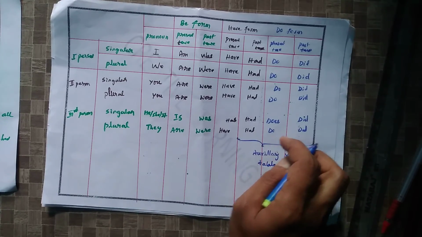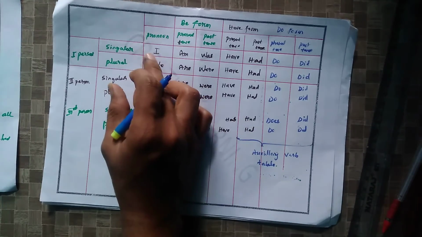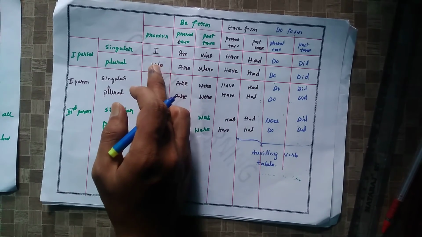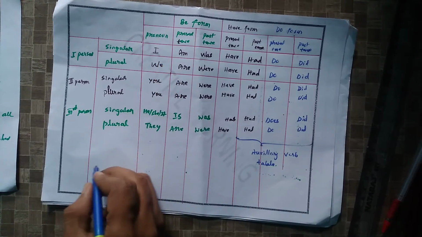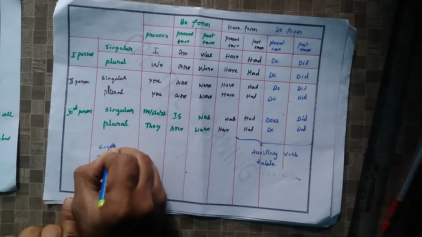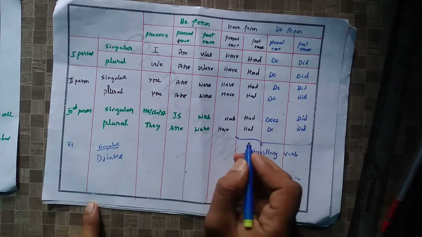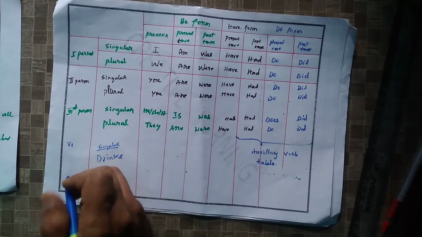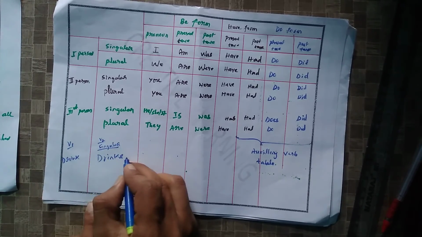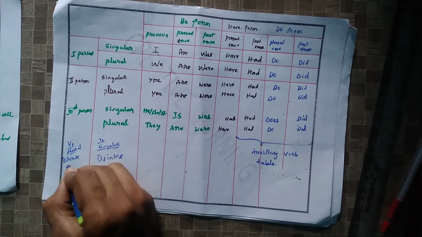Next, if the first person singular main verb is drink, then for first person plural we use drink. For the third person singular main verb we use drinks. This is plural and this is singular.